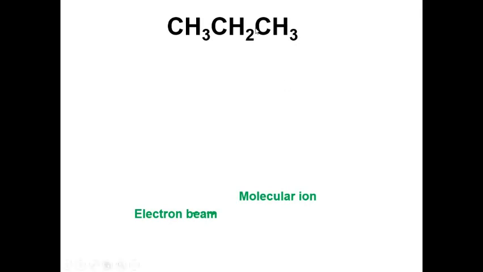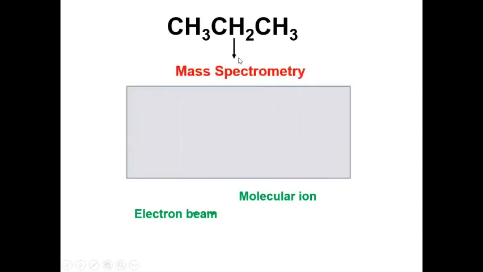Suppose this is the structure of propane, and if we put this molecule propane in a mass spectrometer, then what will happen? As I told, this propane has three CH bonds. So here we have CH bond, CH bond, CH bond. So we will take one CH bond of this propane molecule, and we know this CH.